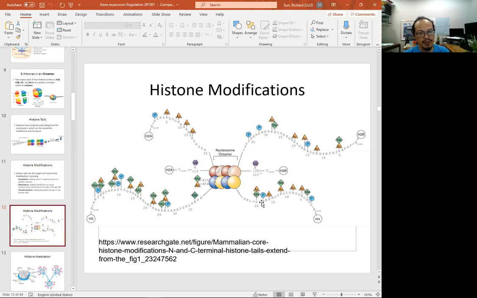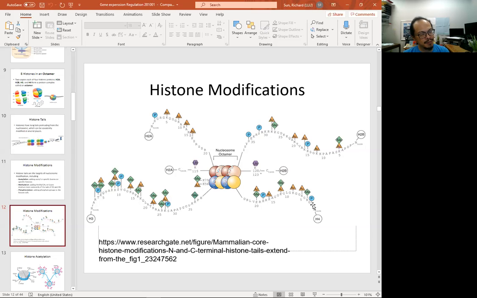And we can do 3 types of modification. We can add a phosphate to it. We can put a methyl group to it. We can put an acetyl group to it. So we have 3 types. A lot of these are decorating H3. H3 has the major histone tails to get modified.